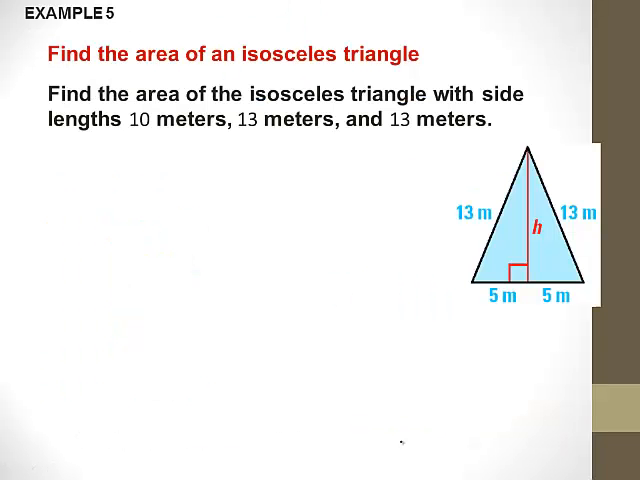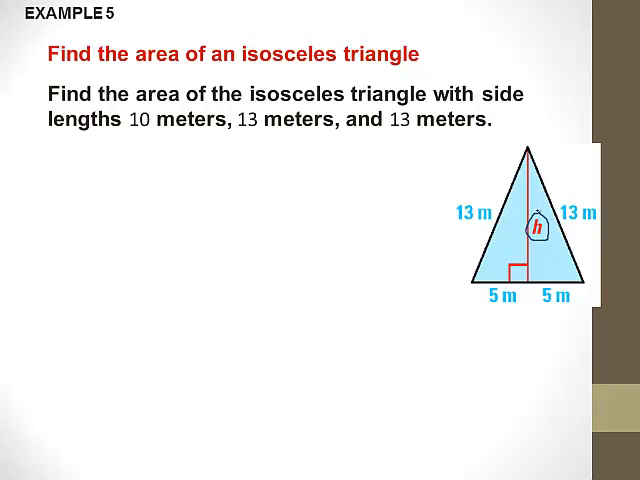Okay, last but certainly not least for this part, we have find the area of an isosceles triangle. Again, kind of like the previous one, make sure you have the area. You're trying to find out what the height is. Remember this part here, this is from, again, semester 1. This is called an altitude. An altitude is also the height of the triangle. So it says find the area of the isosceles triangle with side lengths of 10, 13, and 13.